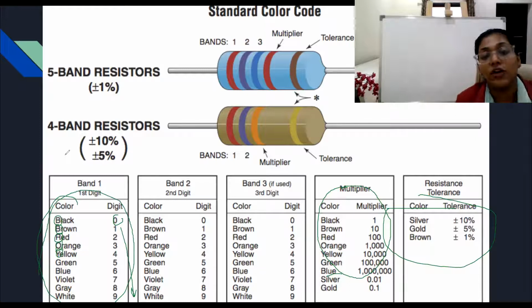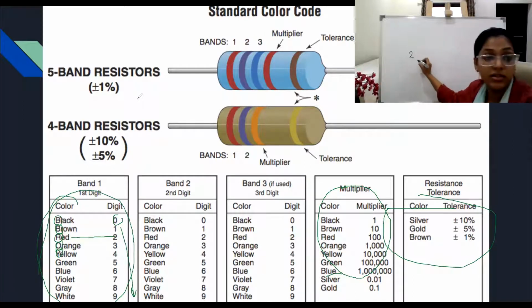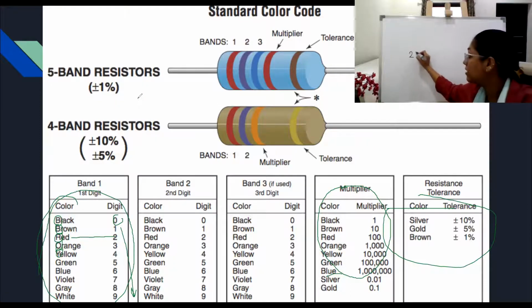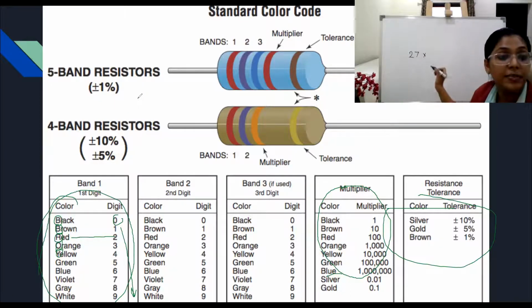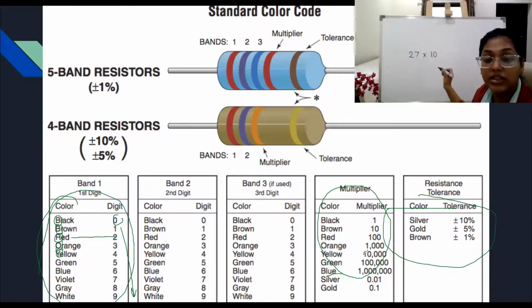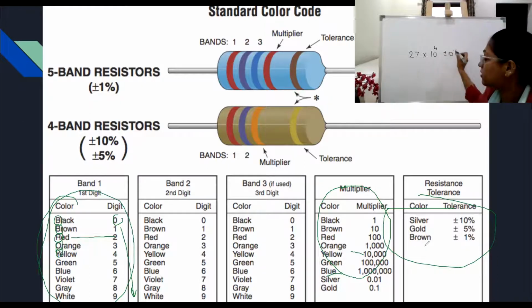Red, violet, yellow, silver. Look at the chart. पहला है रेड, रेड का क्या नंबर है, देखो, इट्स 2। नेक्स्ट वायलेट, वायलेट का नंबर 7। इनटू मल्टीप्लायर, यू गो टू द मल्टीप्लायर का चार्ट। येलो में कितने जीरोस हैं, 1 2 3 4, 10^4, ओके। और टॉलरेंस सिल्वर, दैट इज ±10%, ओके। अब 10^4 का कोई शॉर्टकट है क्या, या फिर इज देयर एनी नॉमेनक्लेचर फॉर 10^4?